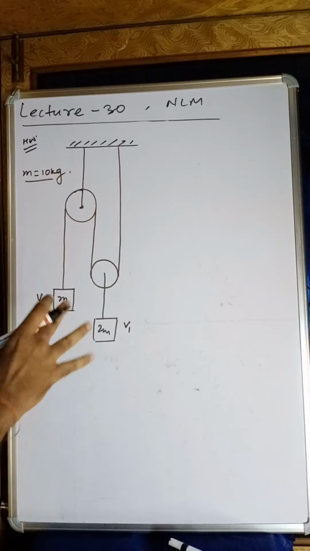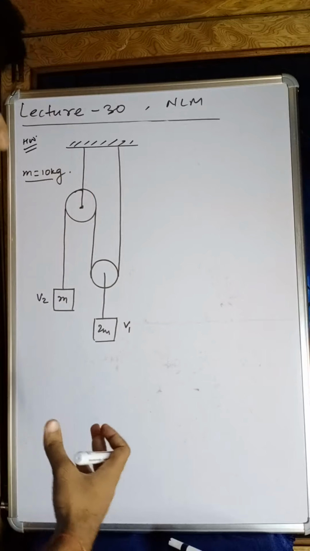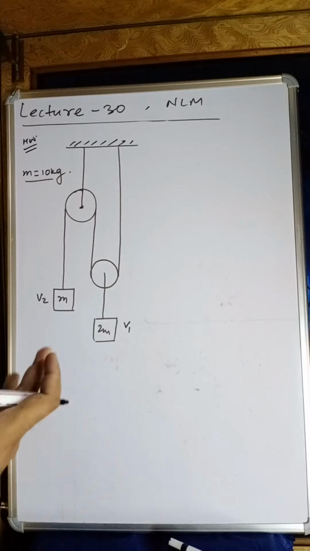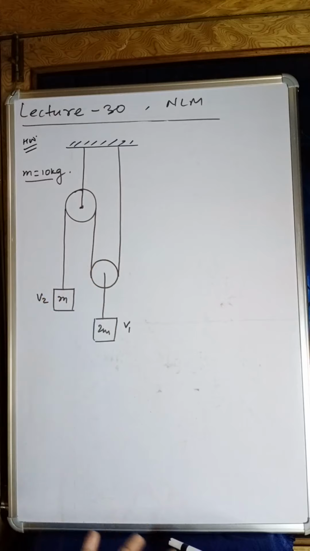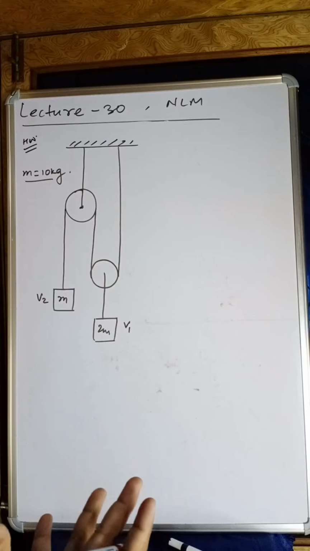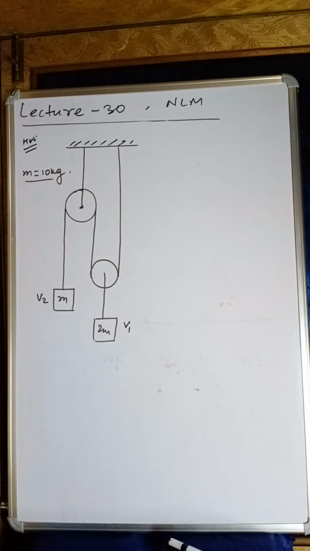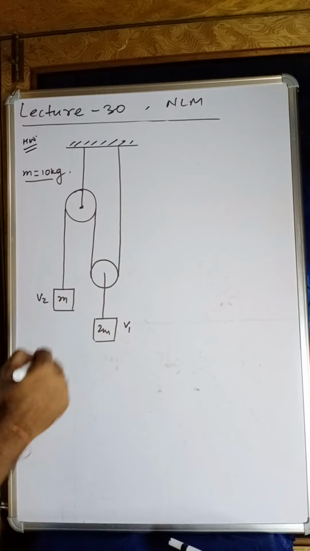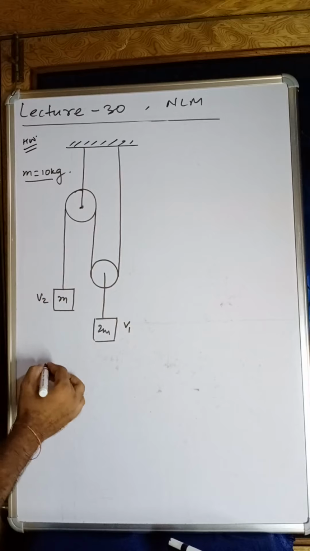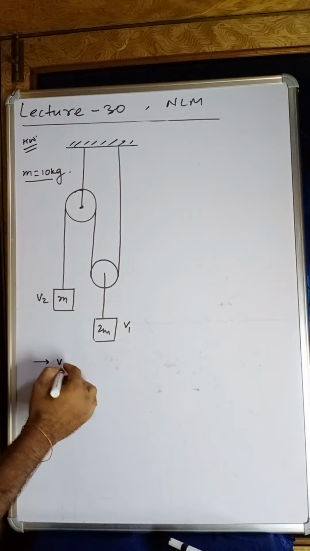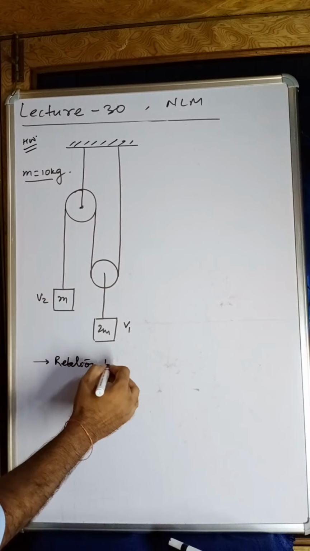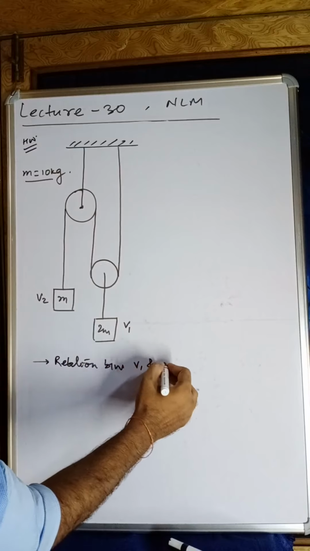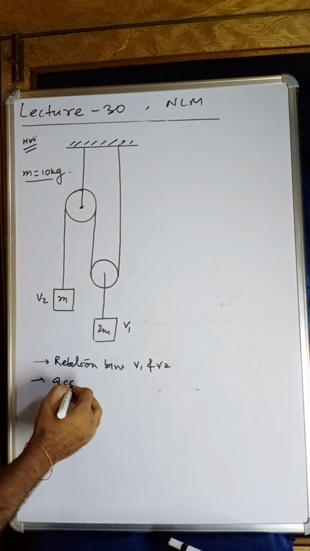This is a very important question. It will open some concepts. Remember, this question comprises concepts. You will be compelled to think over this question, how this answer is coming. Okay, and then I will ask you what conclusion you got from this question, and try to solve this question. You have to find the relation between the velocities v1 and v2, and the acceleration of the system.